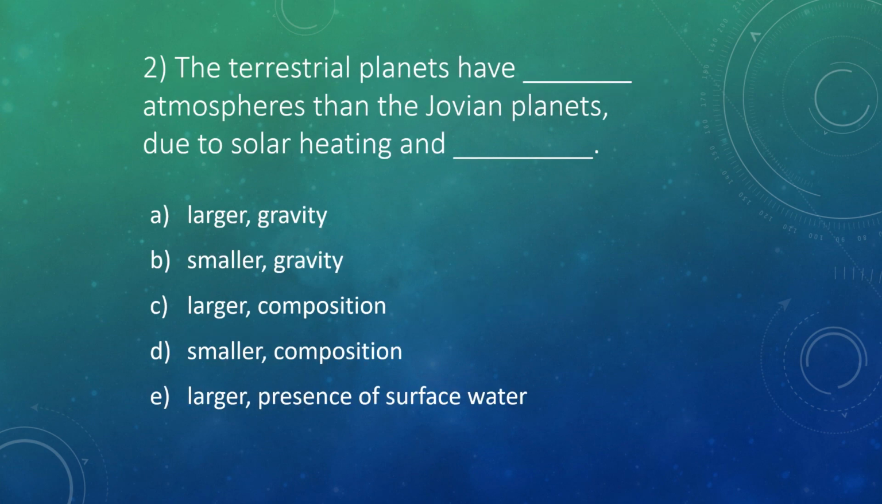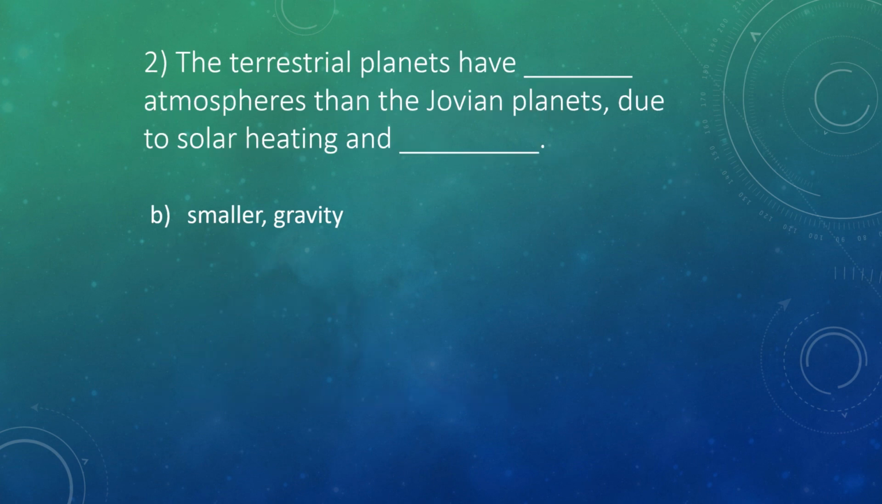Question 2. The terrestrial planets have blank atmospheres than the Jovian planets, due to solar heating and blank. So you have 2 answers here, separated by commas. Well, the terrestrial planets, that being the Earth-like planets, definitely have smaller atmospheres than the Jovian worlds. They're literally called the gas giants. And it's due to solar heating as well as gravity. Those worlds are bigger and more massive, so their gravity is stronger, and so they hold on to more gas.